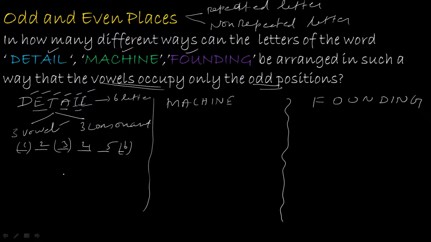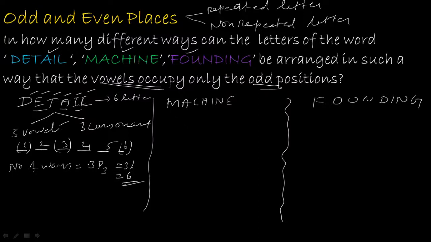So the number of ways of arranging the vowels: that is 3 vowels. Among 3 vowels we have only 3 positions, so that is 3P3, that is 3 factorial, that is 6 ways, isn't it?